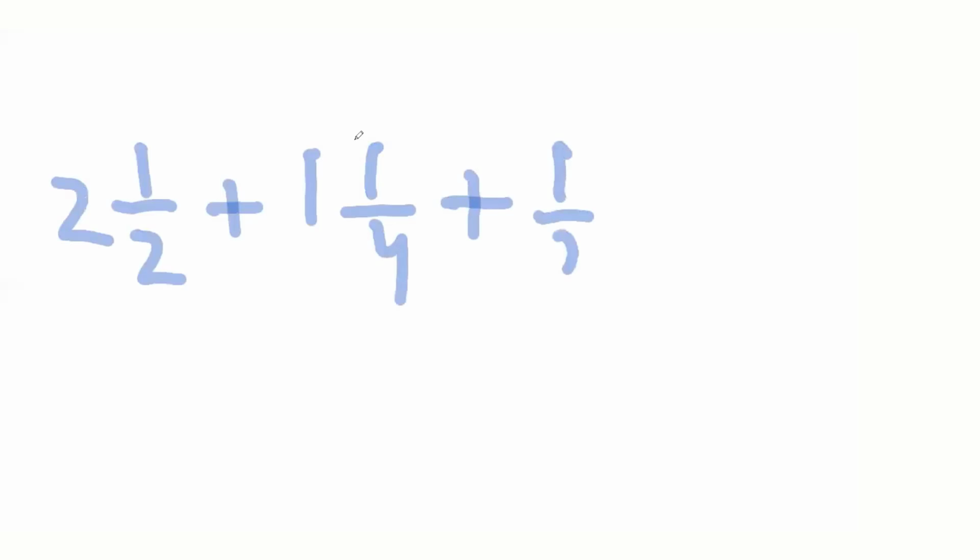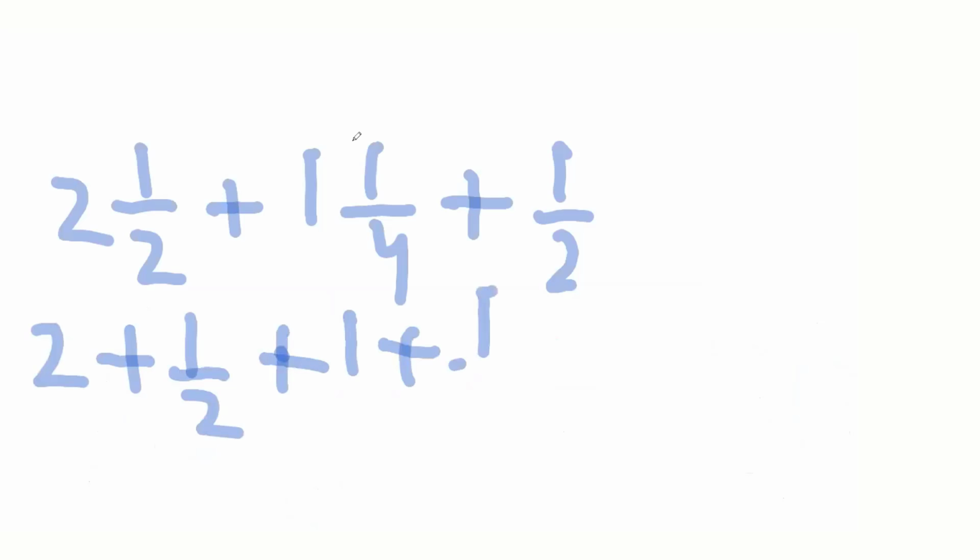2 1/2, and then 1 and 1/4, and then 1/2. Let's separate these things. 2 and 1/2. Next, 1 and 1/4, and then 1/2. It's easy to add: half and half.